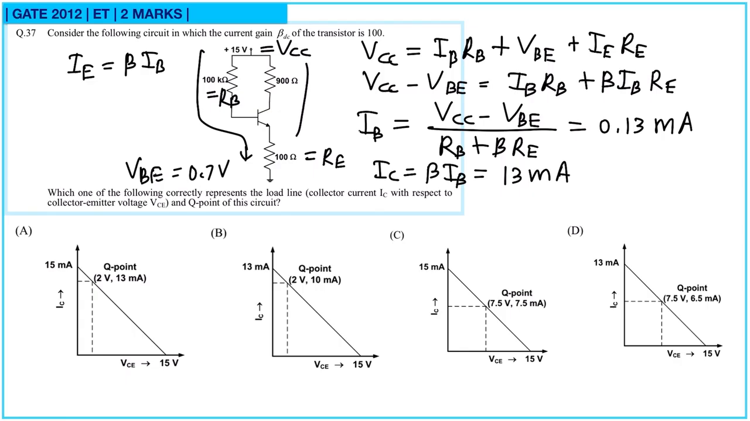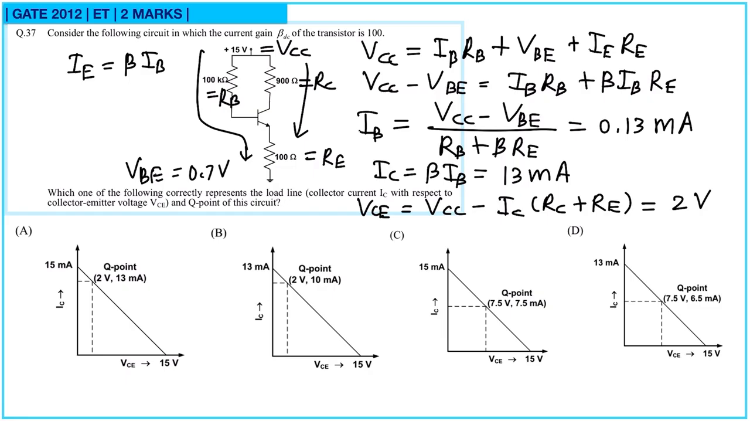Now let us consider this path. So for this path VCE, voltage across collector emitter junction, will be equal to VCC minus voltage across collector resistance and emitter resistance. So VCE is equal to VCC minus IC in bracket RC plus RE. Now we have calculated IE, VCC is known, RC is known, IE is known. By substituting these values, VCE is equal to 2 volt. So VCE is 2 volt.